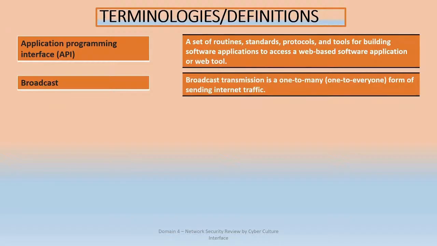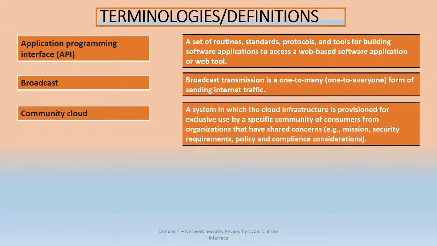Then broadcast is a one-to-many kind of transmission whereby one device is sending traffic to several other devices. You are broadcasting. That is the concept you need to understand. Then we have the community cloud, which is a system in which cloud infrastructure is provisioned for exclusive use by a set of consumers. Like I explained, it could be for security, it could be for a particular mission, it could be for policy, maybe a government body. So a community cloud is set up for exclusive use by a specific community.